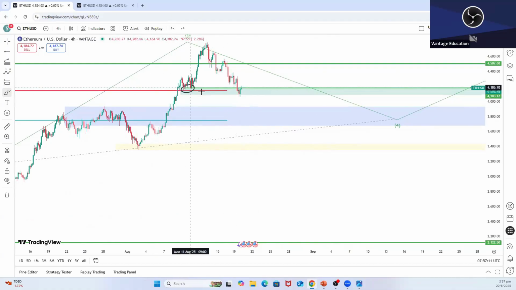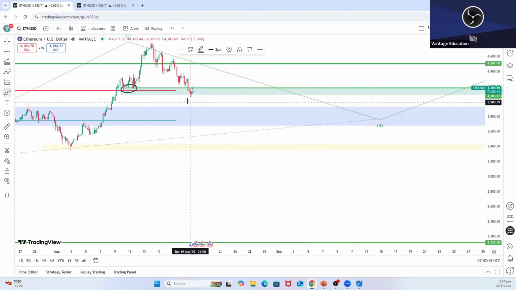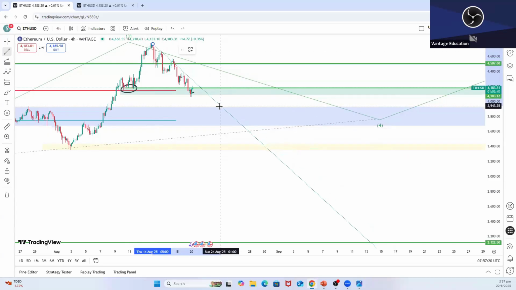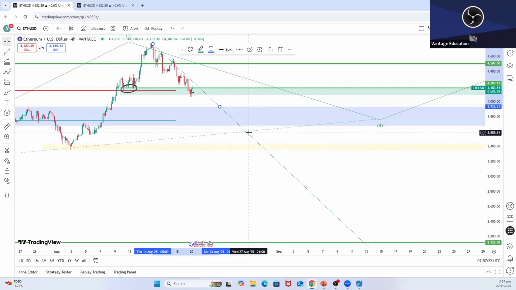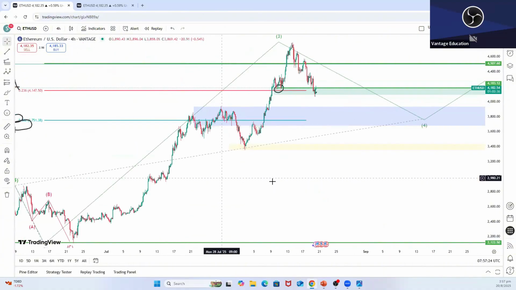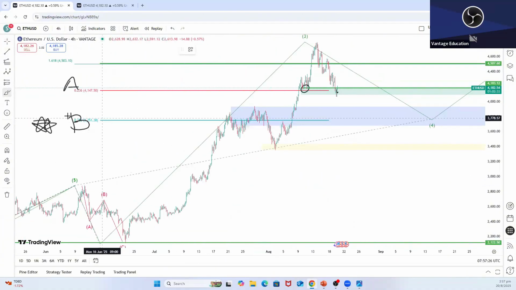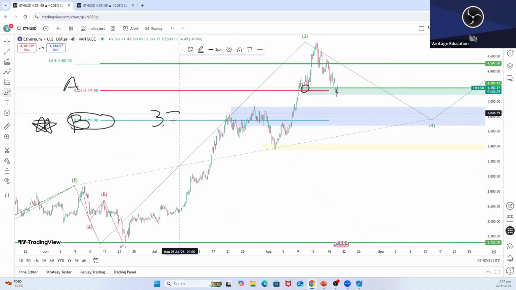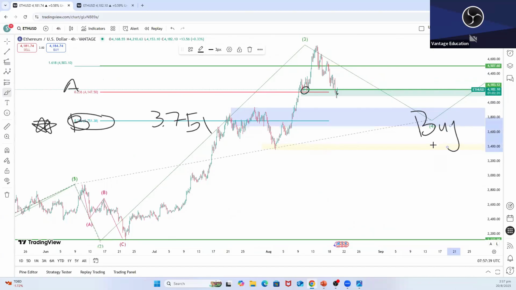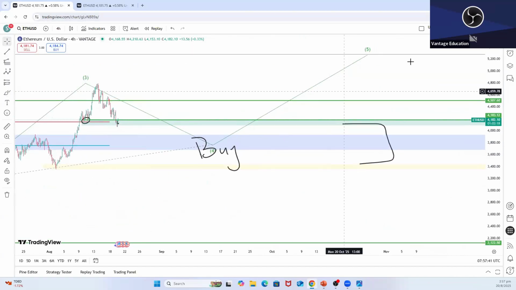But it looks like it already broke this structure and it wants to go lower. And it doesn't look like there's any signs of reversal. It looks like a very clean downtrend even. Right? It looks like a very nice and clean downtrend. Okay, so I personally think price is probably going to go to this 38.2 area, which is the 3,751 area. And this is where you can consider getting in for a buy and play the wave 5, and you already know where wave 5 is going to roughly end.